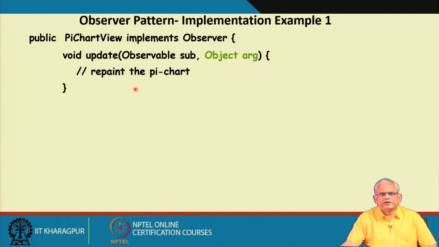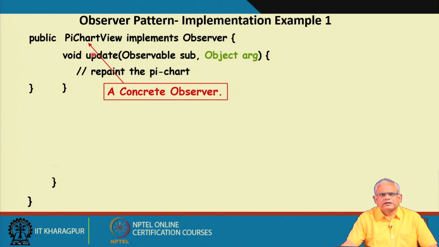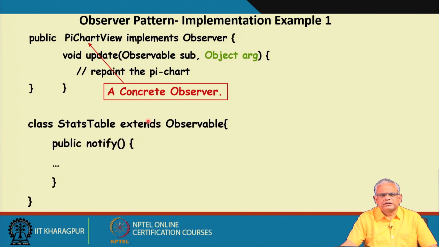Let us say we have a table, and based on that we draw a pie chart, and as the table changes, the table may be changed through a keyboard, and we have one view which is a pie chart, and another view, it can be a bar chart and so on. We can have several types of observers, and as the table changes, all these representations of the table should change.